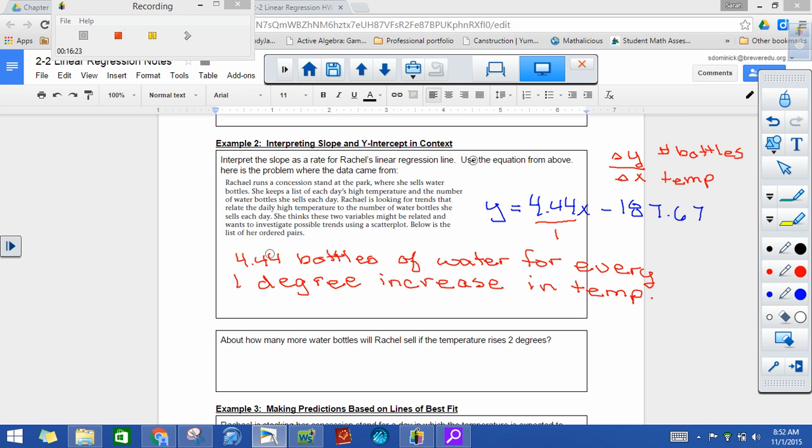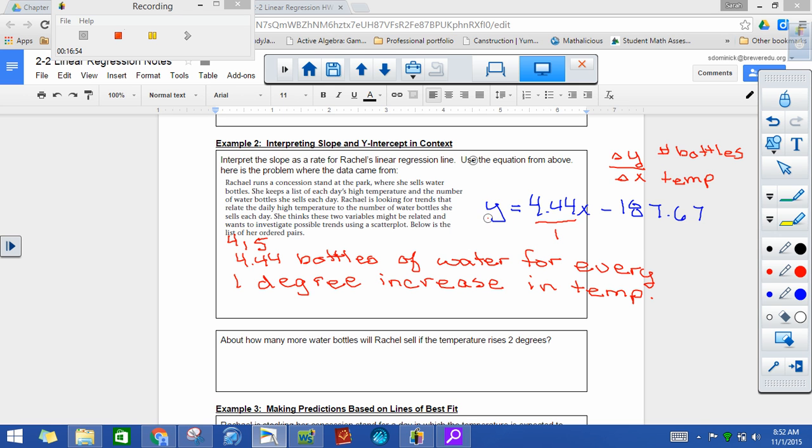So the thing is, this is great in the math world. In the real world, you can't get 0.44 bottles of water. So if you wanted to put a 5 here, I'd be fine with that too, either way. Down here it says about how many more bottles, oh, I said 5. I'd be okay with 4 too, sorry, got distracted. About how many more bottles of water will Rachel sell if the temperature rises 2 degrees? Depending on which one you picked, your answer would be different.